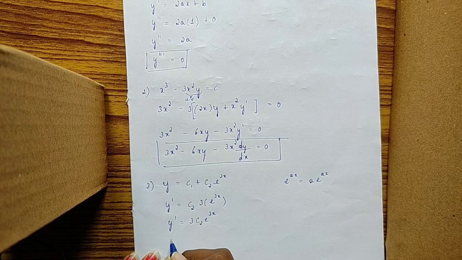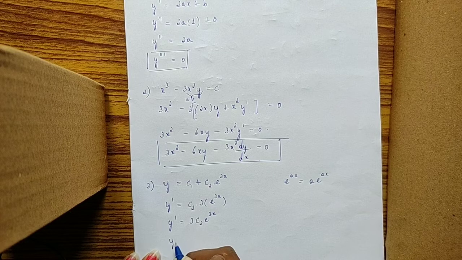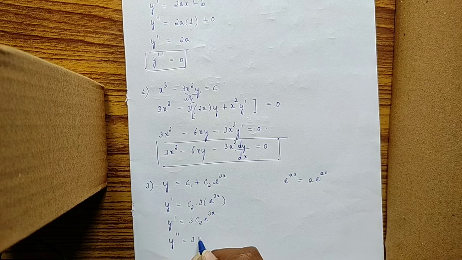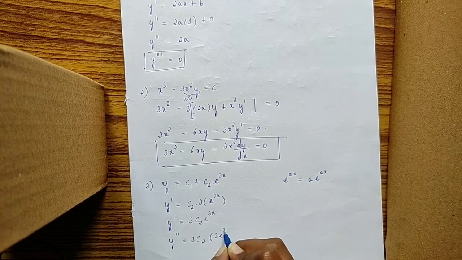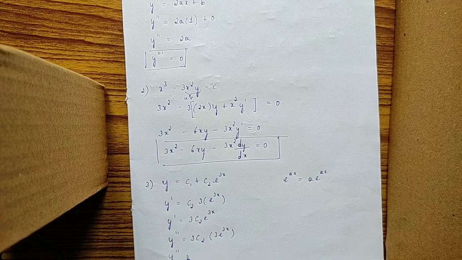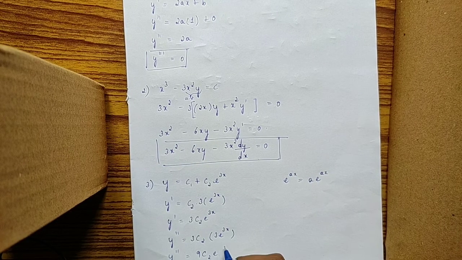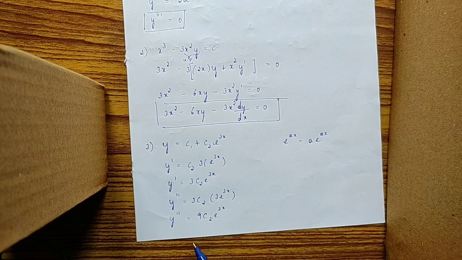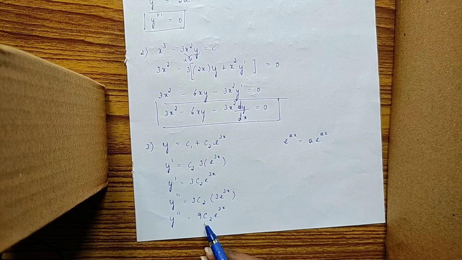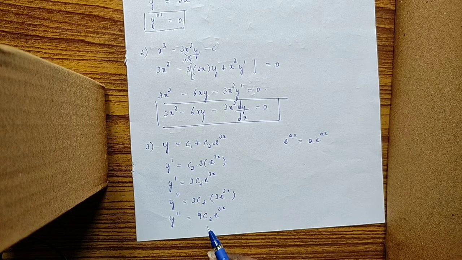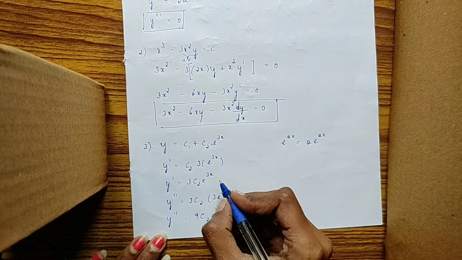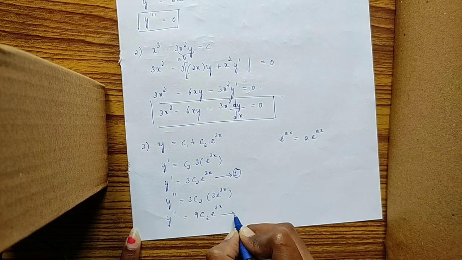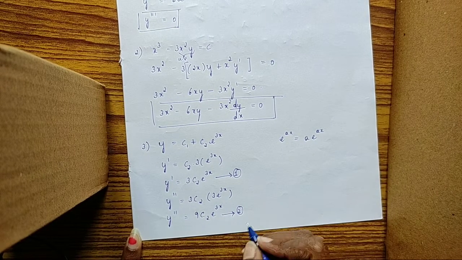What will be y''? y'' is 3c2 into 3 into e^(3x). It's y'' = 9c2e^(3x). But you can see that if we go on differentiating, we cannot eliminate c2. In this type of case, we take the first derivative as equation 1 and the second derivative as equation 2.